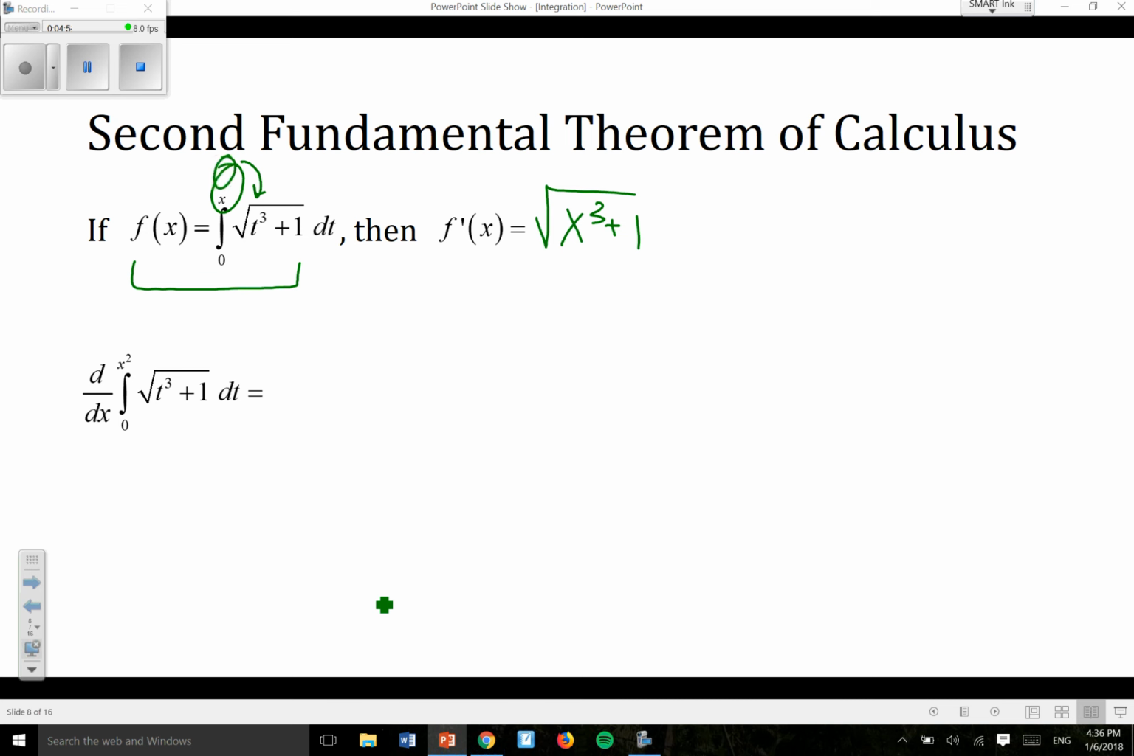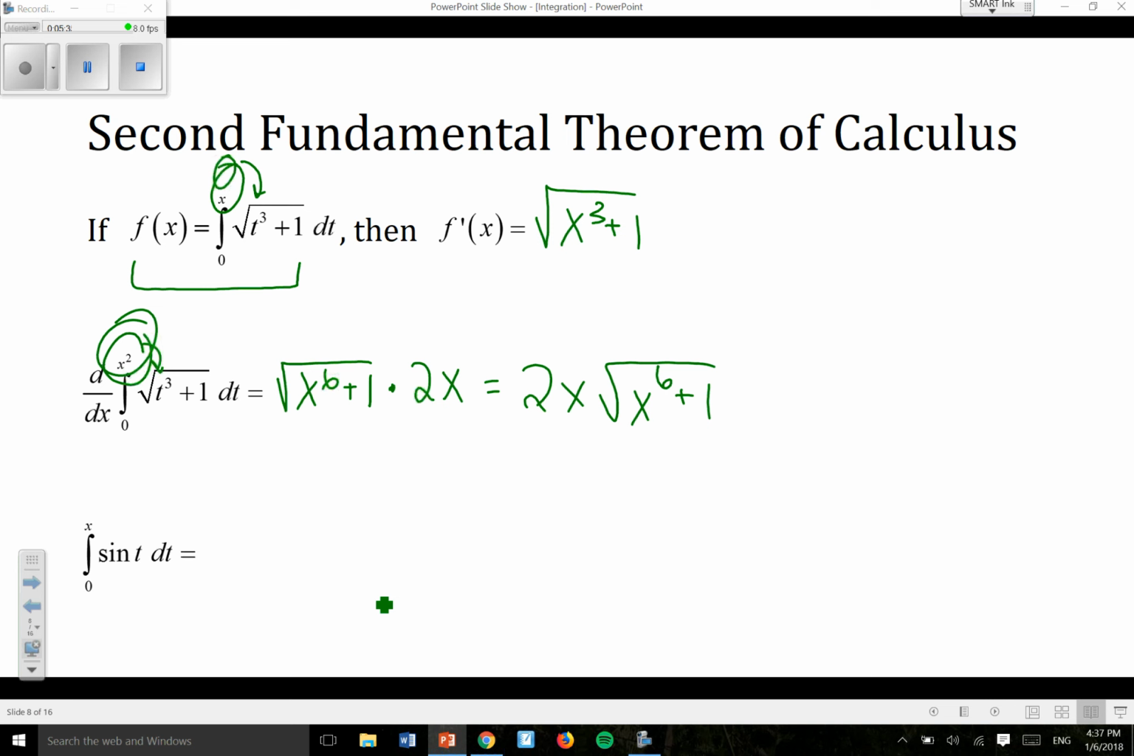Remember that if you have an upper bound that's not just x, you do use the same procedure but you have to use chain rule. So you have to multiply by the derivative of that inner function. Here, if we're differentiating the integral from 0 to x squared of t cubed plus 1, we can just substitute in x squared for t, get x to the 6 plus 1, but we do have to multiply by the derivative of x squared. So we get 2x times the square root of x to the 6 plus 1.